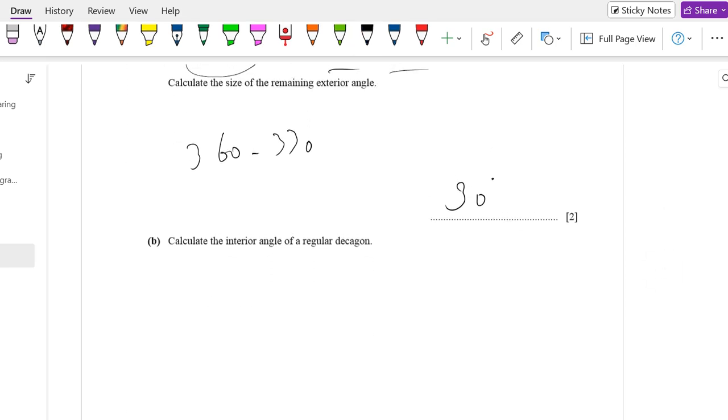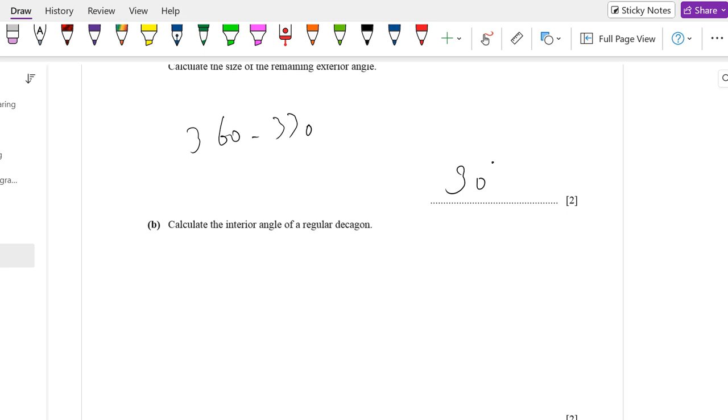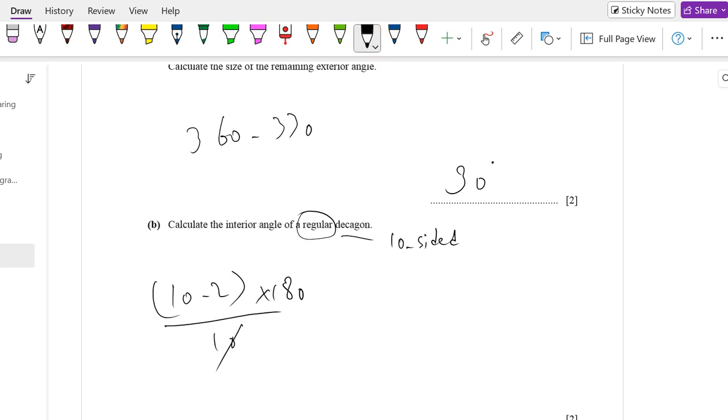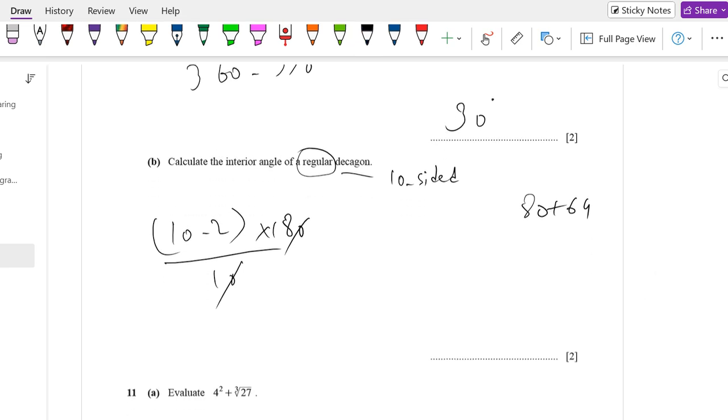Calculate the interior angle of a regular decagon. When they say regular, all sides are same and it's a decagon, 10-sided shape. So 10 minus 2 into 180 over 10. So it would be 8 times 18, 80 plus 64, 144.